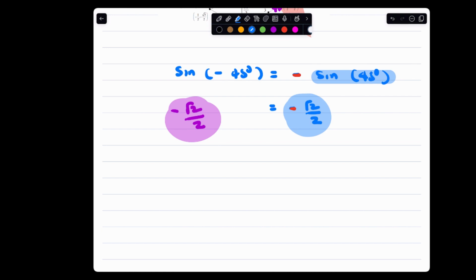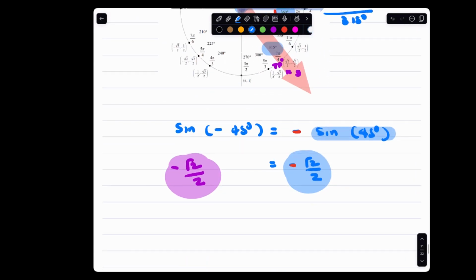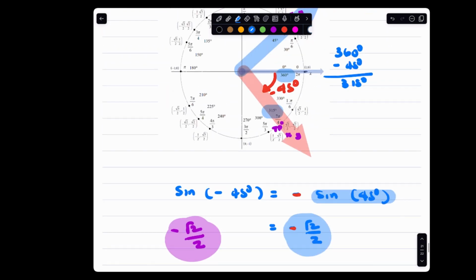Okay, anybody have any questions on that first one? Is that kind of easy peasy, lemon squeezy, if you have that picture? All right, what about cosine of negative 30 now?